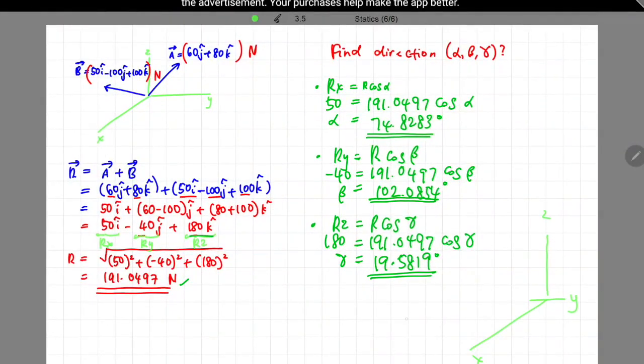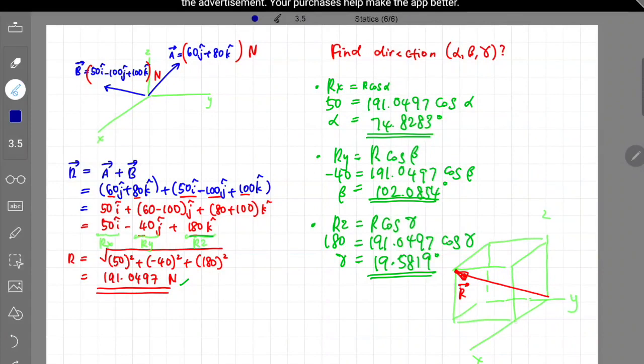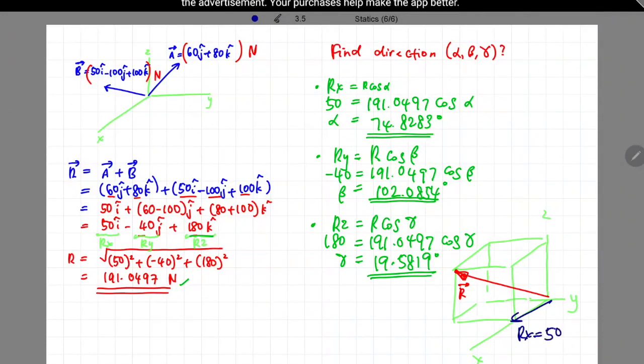Okay, if I were to illustrate the position of the resultant vector, probably it will look something like this. Okay, from the Cartesian vector, we know that the magnitude of the vector along the x direction, or the Rx value, is positive 50. So this is how it looks like. The magnitude of the R vector along the y-axis is negative 40. So it must be on the negative side of the y-axis like this. It's not on the positive side, it's on the negative side, ke kiri. And then we know the magnitude along the z direction is 180. So kalau 180 positive, it goes upward.